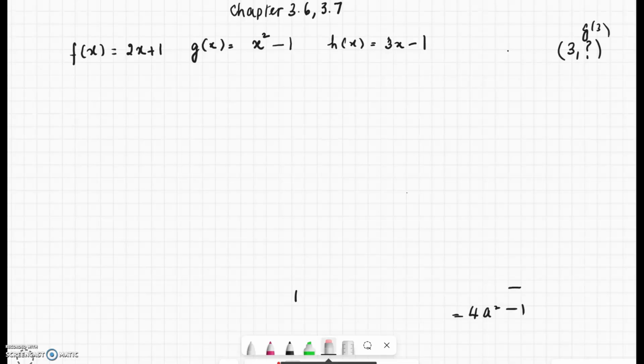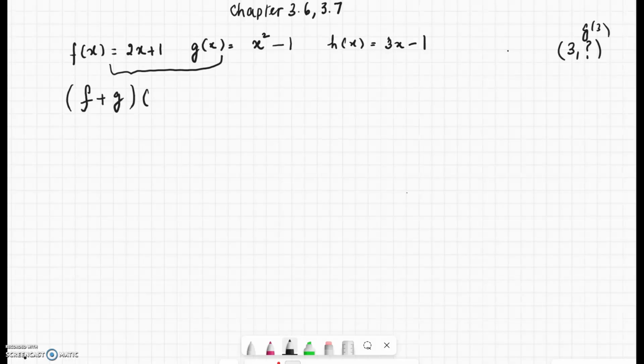If we have two functions, we can add the two functions. And what is the sum of the two functions? For example, f of x and g of x. It's written as f plus g of x. That is the same as f of x plus g of x. Now, just like adding numbers, you're adding functions.